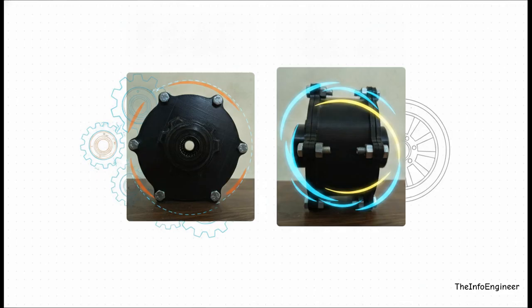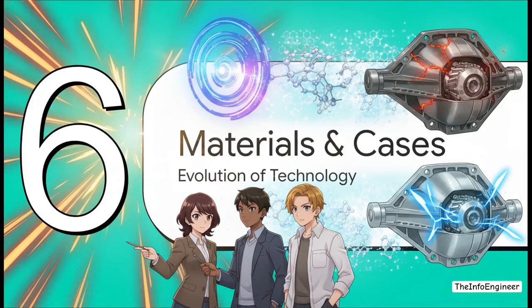Pretty impressive. Also, before you ever commit to the massive expense of CNC machining and closed-die forging, you print 3D prototypes. You can see them here. It's an absolutely crucial step to verify tolerances, assembly fitment, and the basic kinematics before cutting any real metal. Section 6, materials and differential cases.